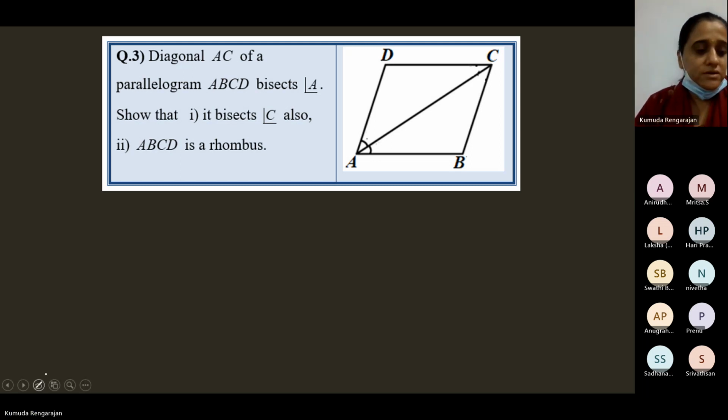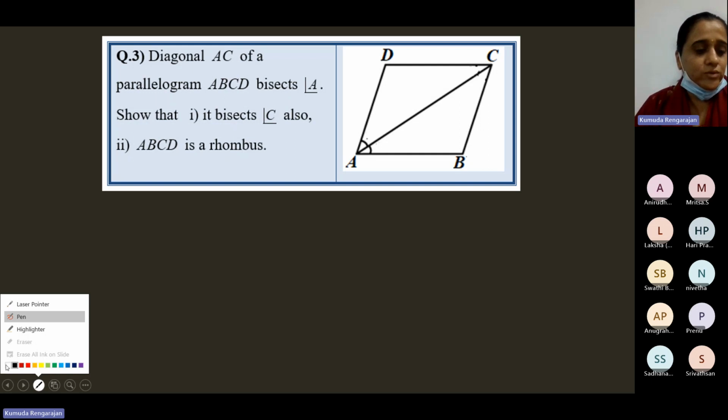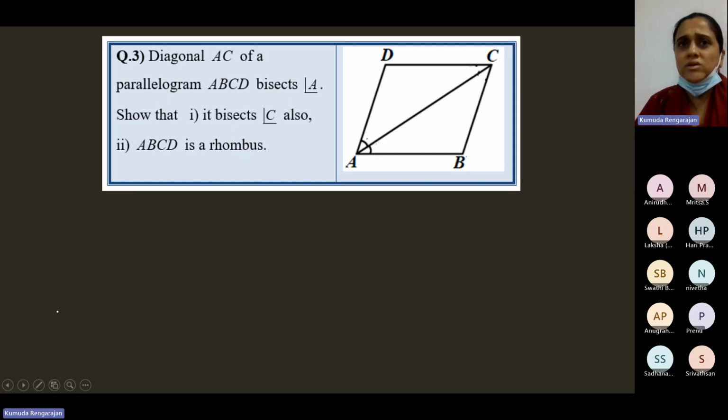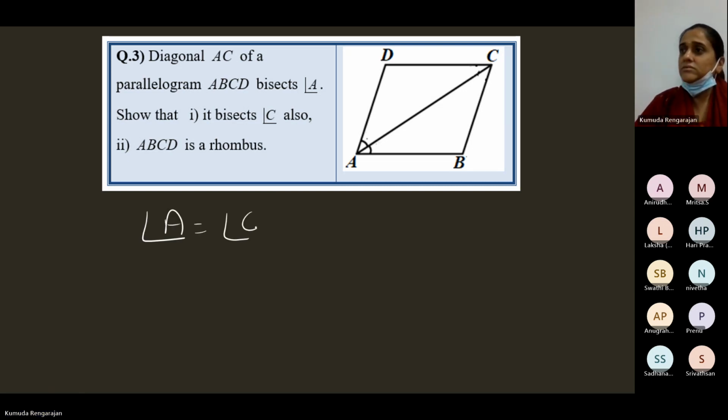All right. So this is one of the ways of doing it without using congruency. You can do it using congruency also. We'll do this. Angle A is equal to angle C, right? Why? Because opposite angles are equal in a parallelogram. It's still a parallelogram. It's not a rhombus yet. But opposite angles are equal. Half of angle A is equal to half of angle C, right?